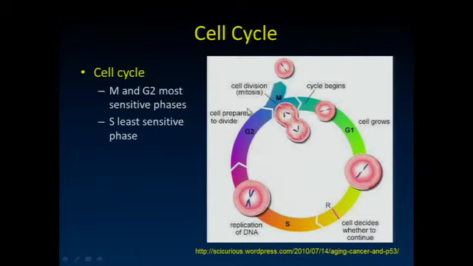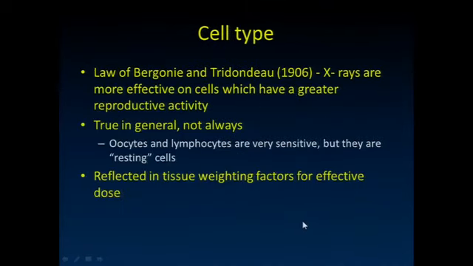This is just showing those phases of the cell cycle where we prepare to divide and division is undergoing, which are very sensitive, and this quiescent phase here in the S phase. I just wanted to mention that although it is generally true that cells which have greater reproductive activity are more sensitive, it's not always true. For instance, the lymphocytes and the oocytes are very radiation sensitive, but these are resting cells. So there's certainly more to the story than just how often the cells are replicating.